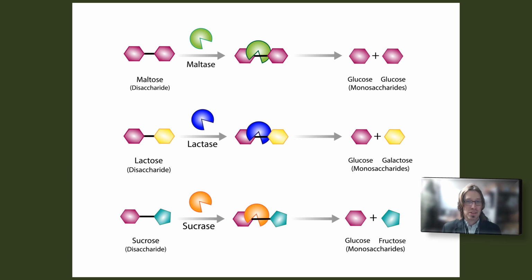Disaccharides in the diet must undergo a process whereby one monosaccharide is cleaved from the other by a system of enzymes, essentially little protein machines your body produces. Starting from the top, you'll see that maltose is cleaved by the enzyme maltase into two glucose molecules. Lactose is cleaved by the enzyme lactase into a glucose and a galactose molecule. And sucrose is cleaved by the enzyme sucrase into a glucose and a fructose molecule.